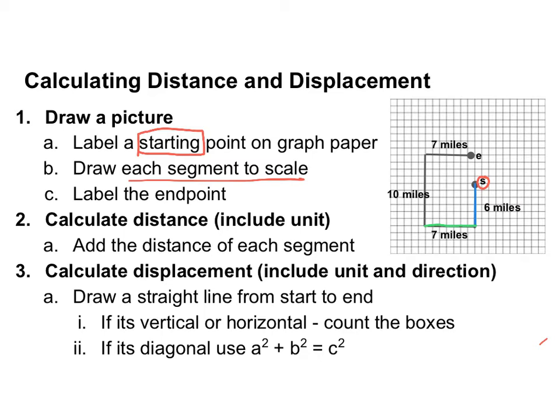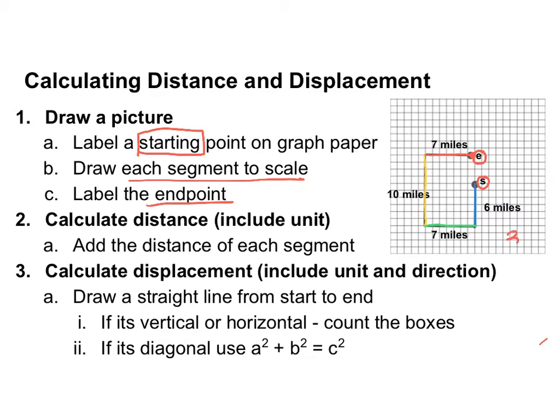Next, we are going to go up north 10. 1, 2, 3, 4, 5, 6, 7, 8, 9, 10. And then we are going to go east 7. 1, 2, 3, 4, 5, 6, 7. And then a really important thing is when you are done with the last step, you are going to label the end point. So I'm just going to put a dot for the end and then label it E for end.